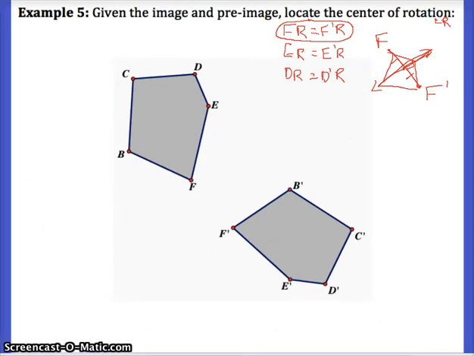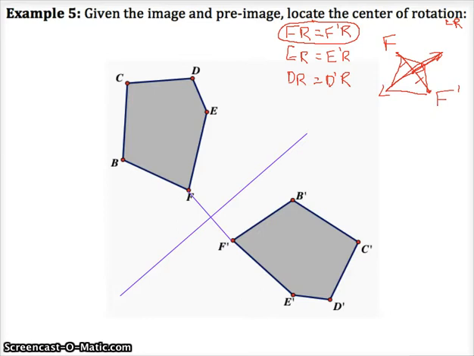Okay, so here, let's connect F and F prime. This isn't my candidates for locations of R, but the perpendicular bisector of that is. So if I make a perpendicular bisector here of FF prime, that's all the places, according to where the F's are, where we might possibly find R. R is somewhere on this line. But we can do that somewhere else.